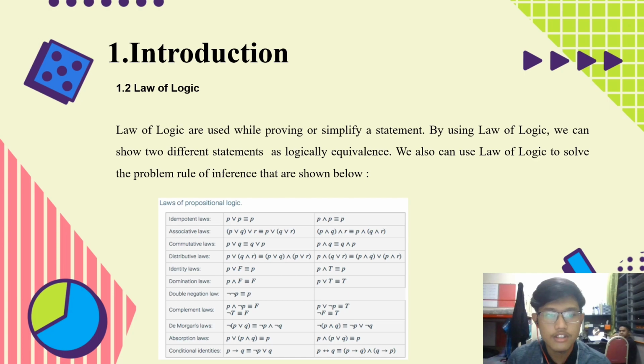The first is idempotent law, second is associative law, third commutative law, and then distributive law, identity law, domination law, double negation law, complement law, De Morgan's law, absorption law, and conditional identities. So we must understand and must remember these laws of logic.